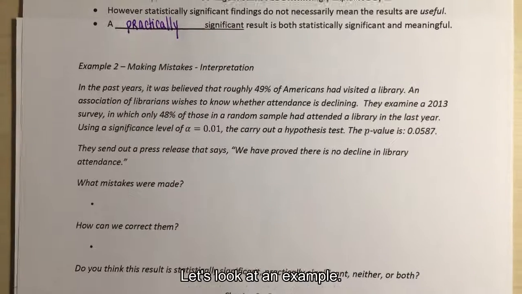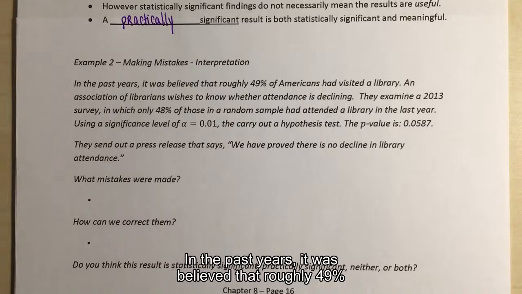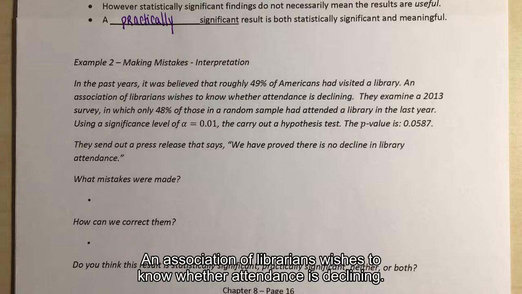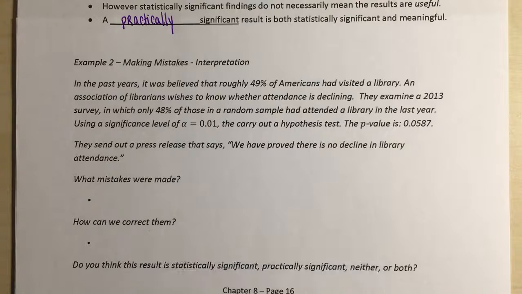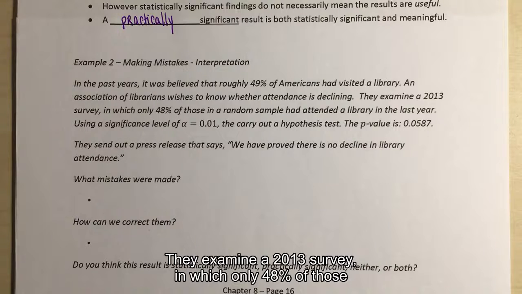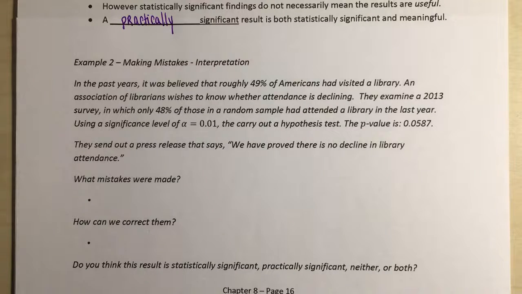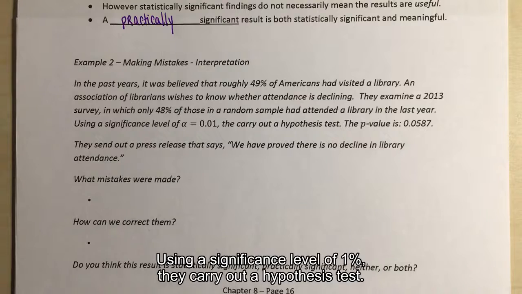All right, so let's look at an example. In the past years, it was believed that roughly 49% of Americans had visited a library. An association of librarians wishes to know whether attendance is declining. They examined a 2013 survey in which only 48% of those in a random sample had attended a library in the last year. Using a significance level of 1%, they carry out a hypothesis test.